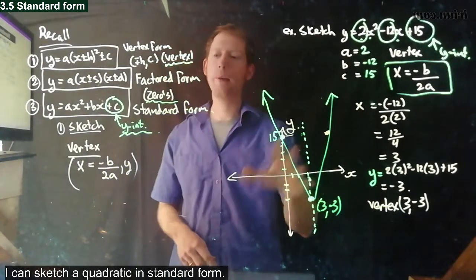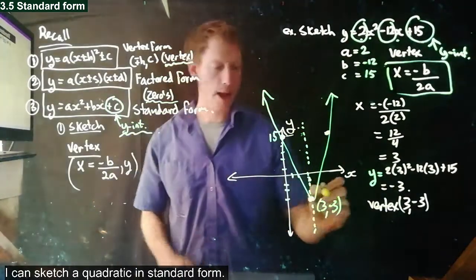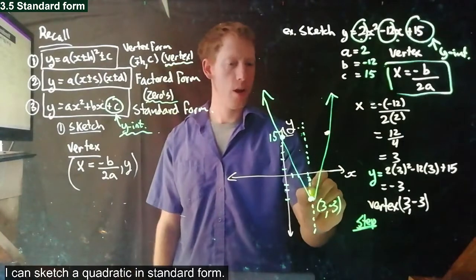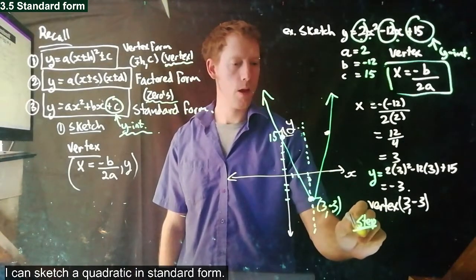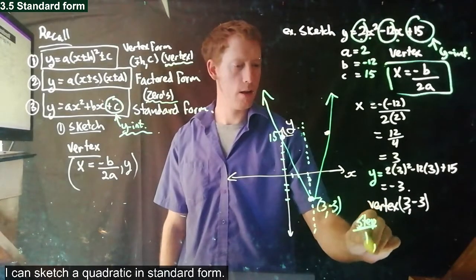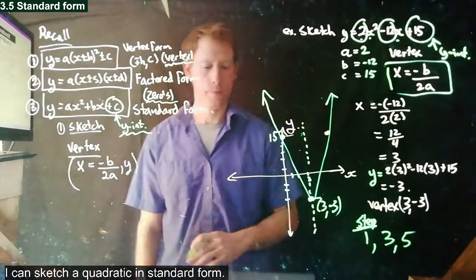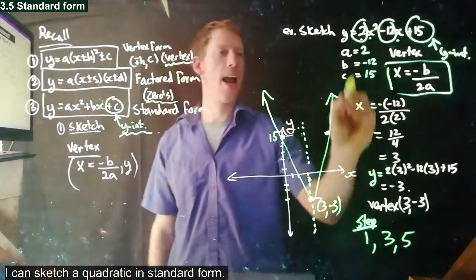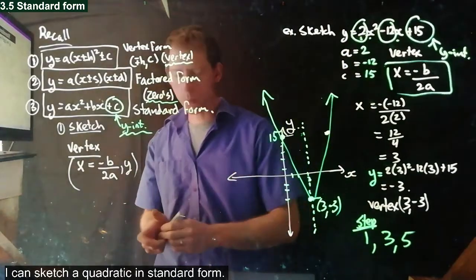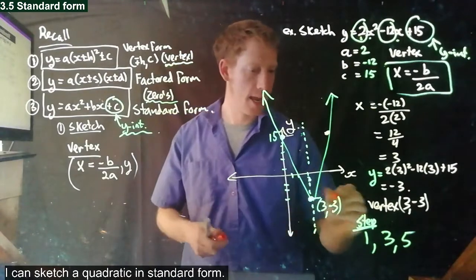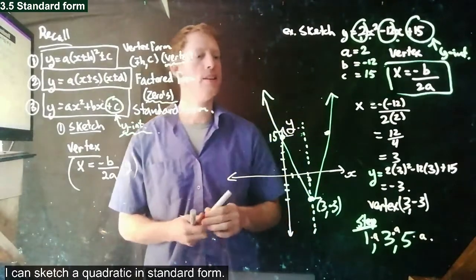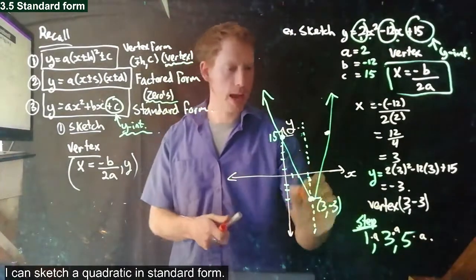We can also find more points because we know the step pattern. The normal step pattern of a quadratic is when I go over 1, I go up 1. So the normal step pattern is 1, 3, 5. Okay, that's the normal step pattern. And if I have a value of a, that means that we're stretching, then you just multiply those by the value a. So in this case, we could also do the step pattern.